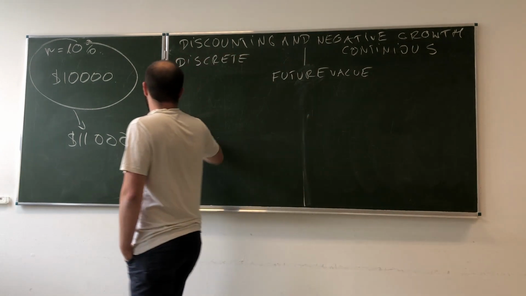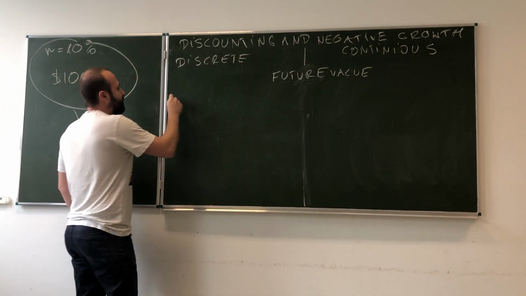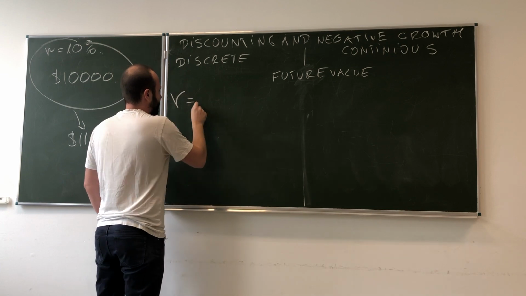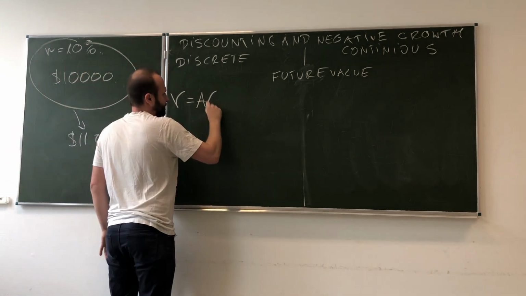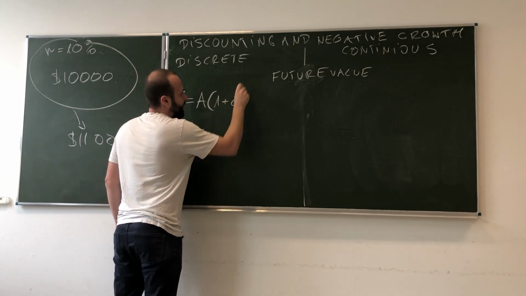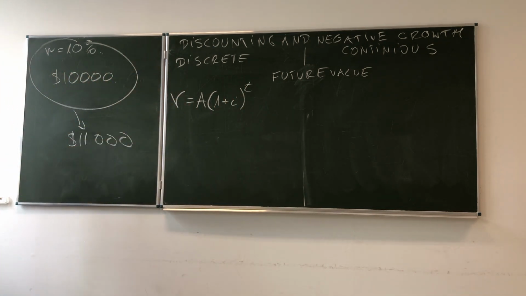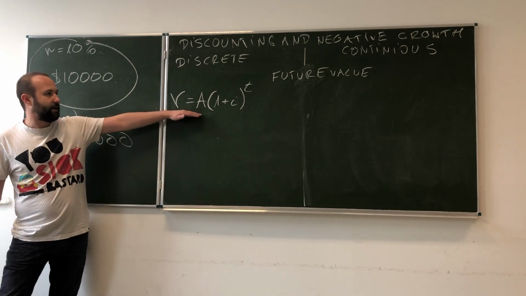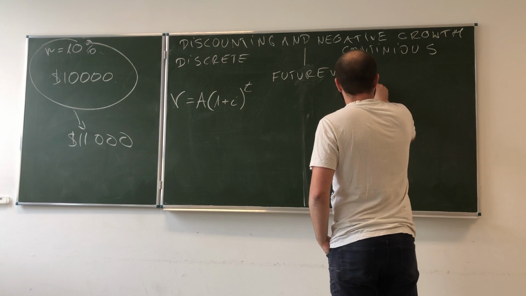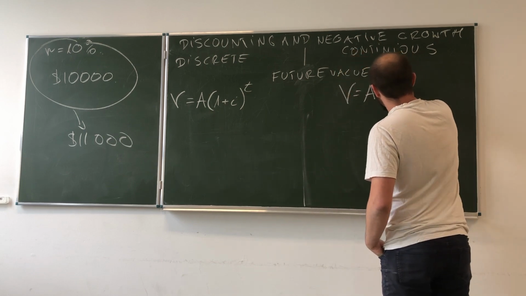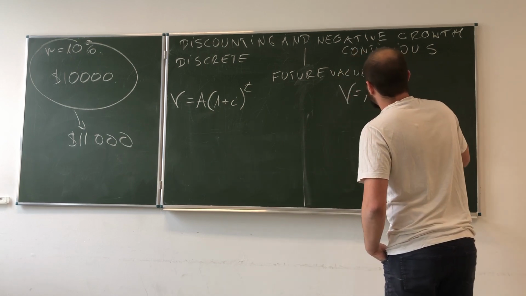We know that if I want to know how much I have out of $A with interest rate I, I will use this formula for future value in discrete time. And I can use this formula in continuous time.